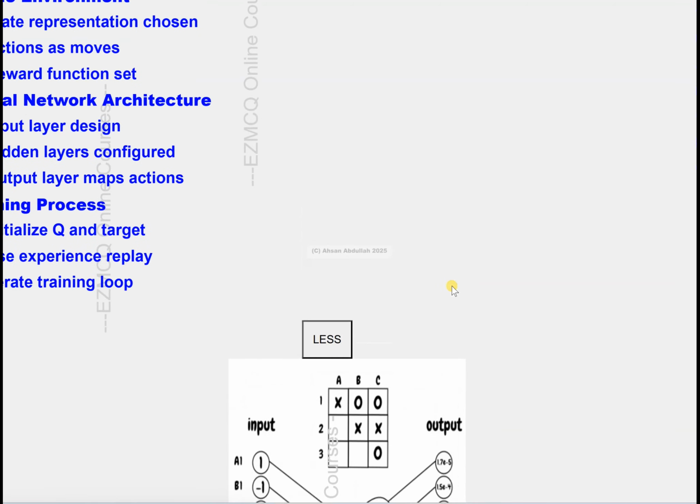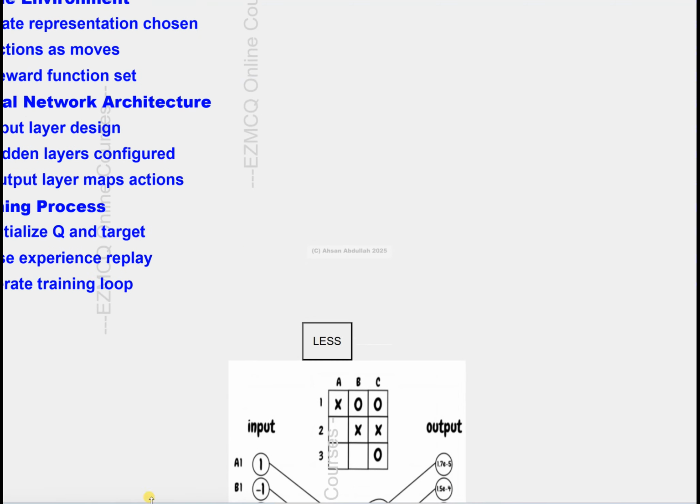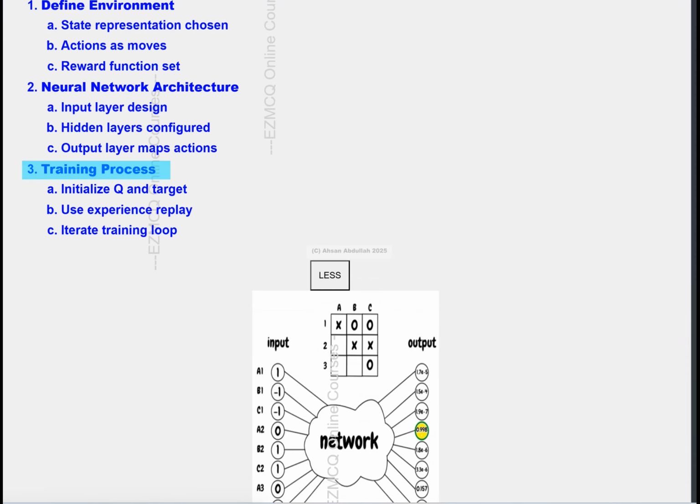Then there is the training process. I'm sorry about that, it's not coming up here. So in this training process, first of all, we initialize the neural network with random weights. Then we initialize a target network. What is the target network? That will be used to compute the target Q values, to ensure stability also, and so on.